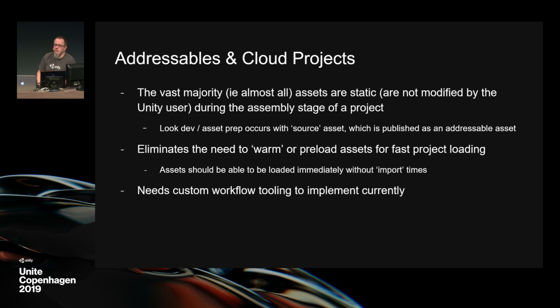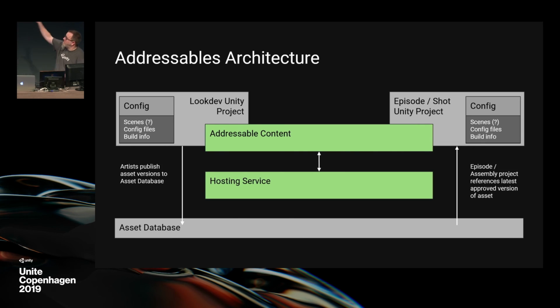You can load addressables at edit time, so you could assemble your scenes dynamically from a separate content service or something. Again, there's no real workflows around that. These are areas of experimentation that I'm looking at, and I think it's really interesting. An addressables architecture could look like this: you've got your look dev, where you're working on your source assets, you hit publish, you publish your addressable, and then the assembly people are pulling it in on the other side and just working with the published asset. So they don't ever have to see the live asset. They're just getting the final ready-to-go version.